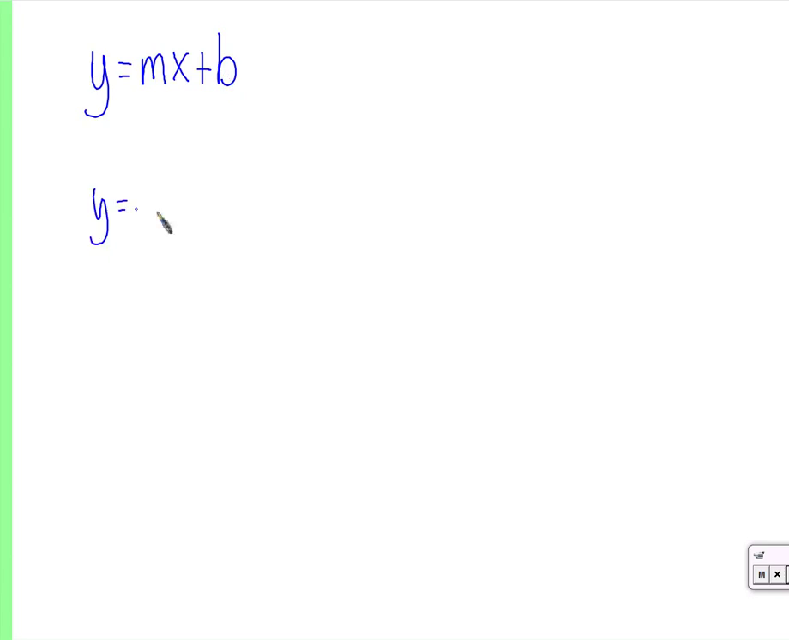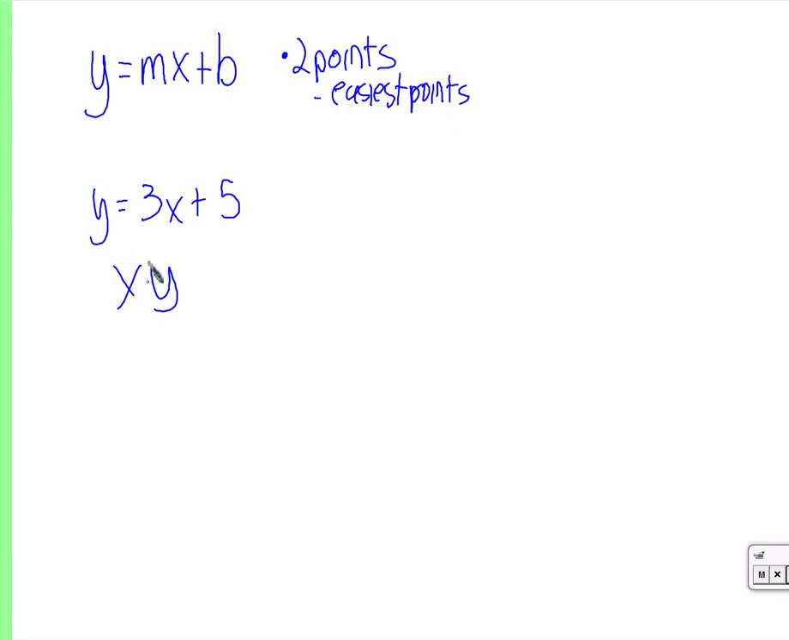So let's say we take this example of 3x plus 5. First thing I know is that I only need 2 points. So then we should find the easiest points. What's an easy point? It's one that's easy to find when you plug in a number for x. I want you to think, what's the easiest number you could plug in for x in this equation?